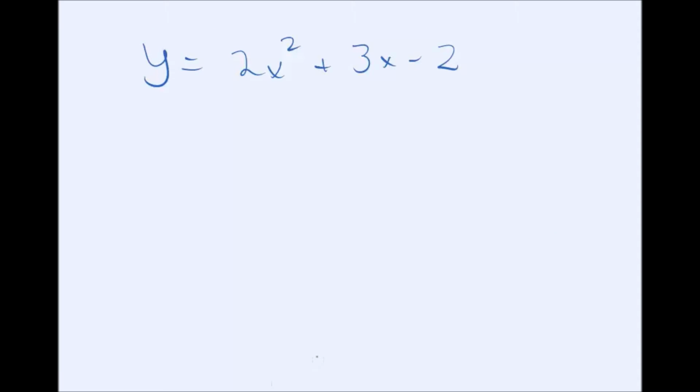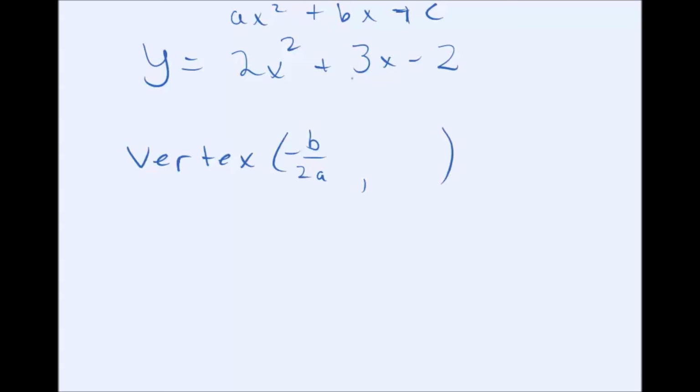Alright, we have an equation for a random parabola here, y equals 2x squared plus 3x minus 2. To graph this, you're going to need to first find the vertex. In order to find the vertex, it has two coordinates, the x-coordinate and the y-coordinate. The x-coordinate is negative b divided by 2a. Remember we said before the equation was ax squared plus bx plus c. So you're going to plug in this b over 2a and it's going to be negative.